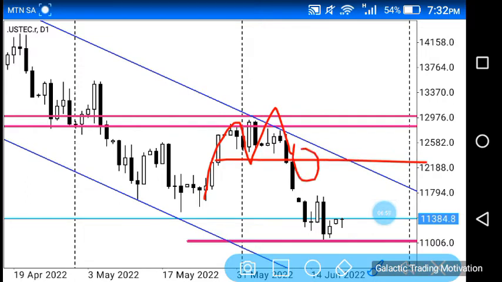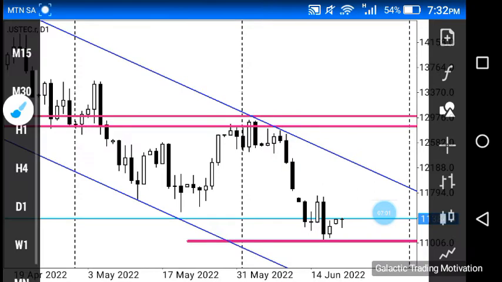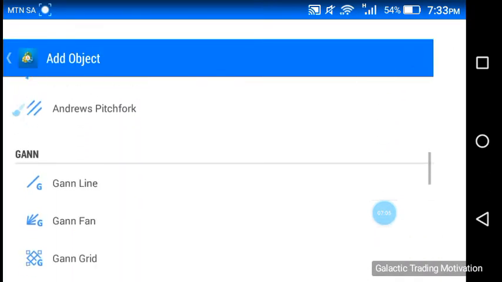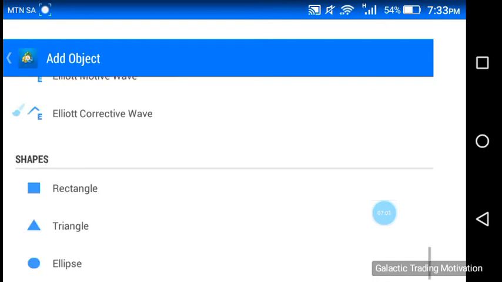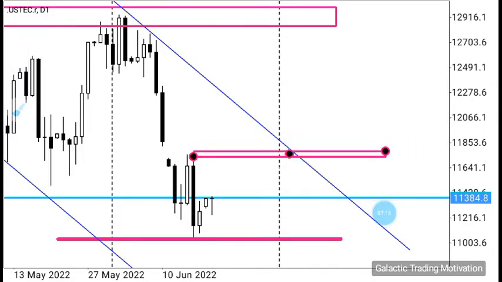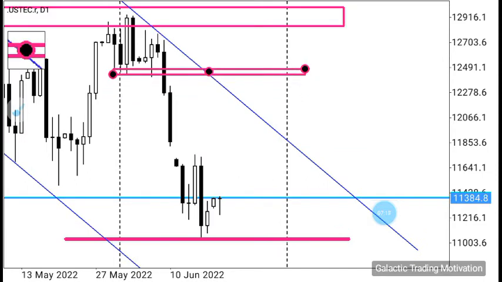So I'm just going to add a neckline as well, so that we don't forget about the fact that we have a very important M structure there. Just bear with me, guys. Let's see. So there goes our M structure.